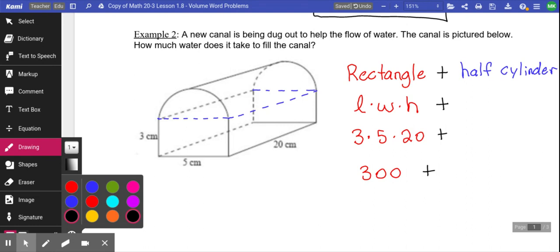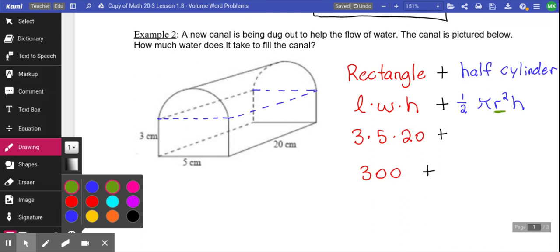The diameter of the half circle would be 5 centimeters. Exactly. So when you're looking at the cylinder, we want to do half of pi r squared h. This 1/2 represents half. It's only half of a cylinder. And then you have your cylinder formula. The radius is not easy on this one, because they never gave you a radius. They never explicitly said, here's the radius of the top part of that cylinder.